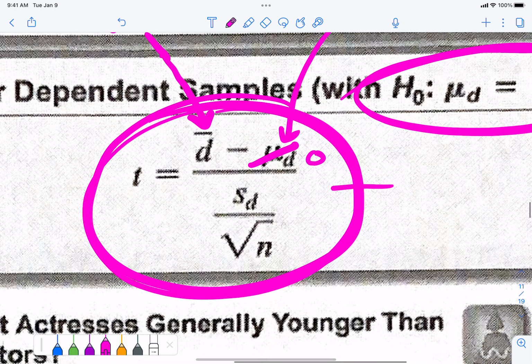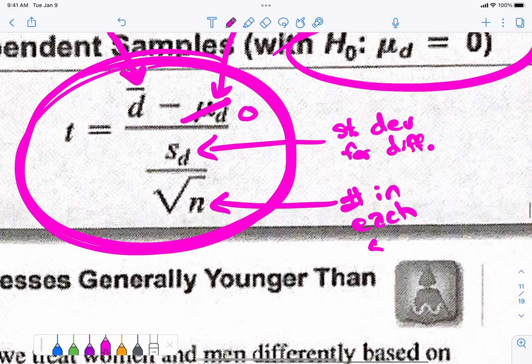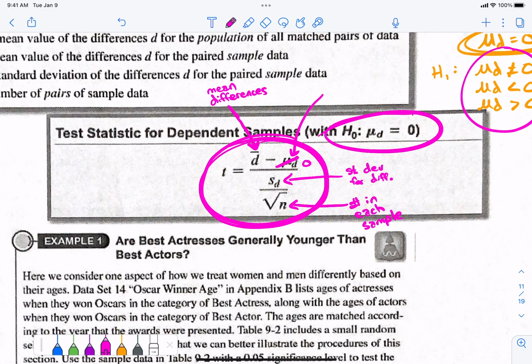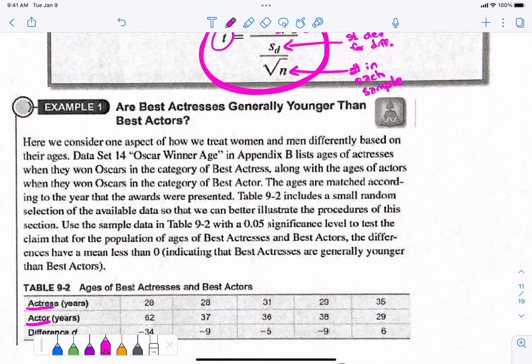Okay, what's SD? Standard deviation for the differences. And then n is the number in each sample. Okay? The number in each sample. Okay, here we go. That's my equation. We're still using the T or the Z chart for the critical number. We'll get to that. All right, so we're talking about actresses and actors.